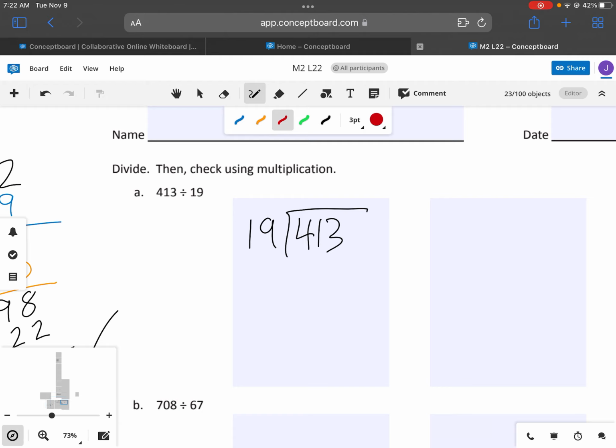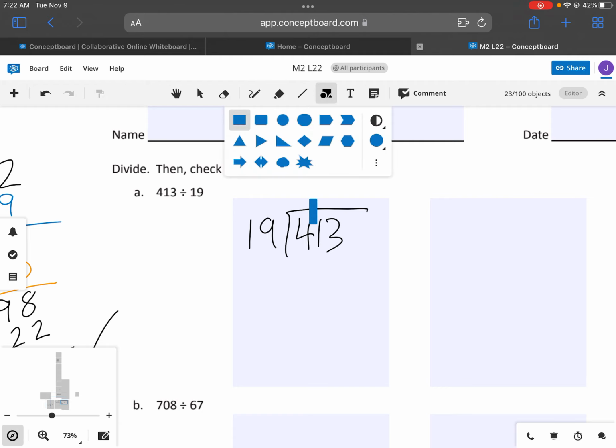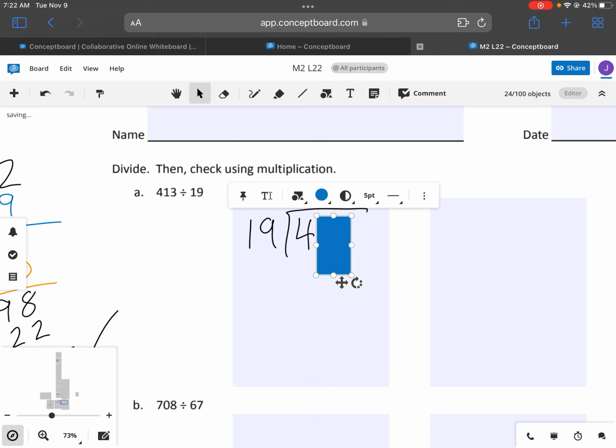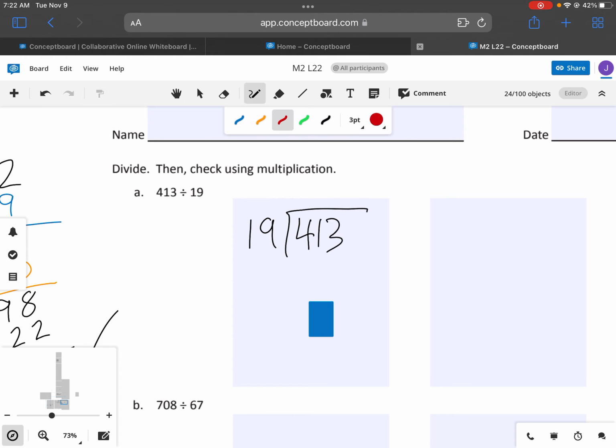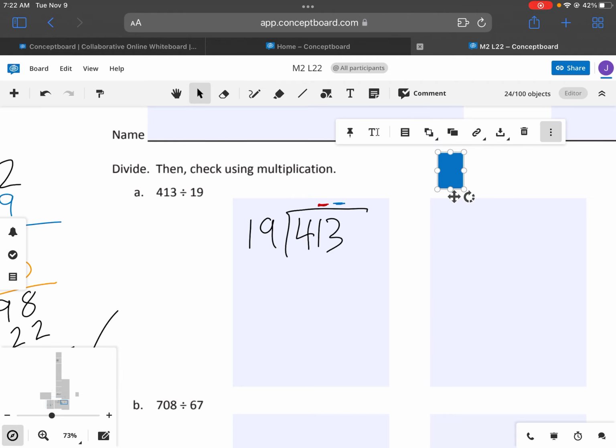So the first thing you should see is that if we look at this problem, I cannot divide 4 by 19. I can divide 41 by 19. 41 is greater than or equal to 19. So my first digit is going to be right here above the 1, and then I'm going to have a digit above the 3. So I have a 2-digit answer for this, and I can tell that without even doing the problem.